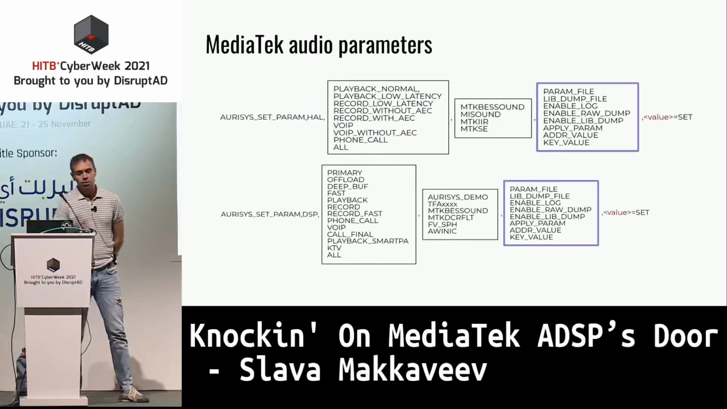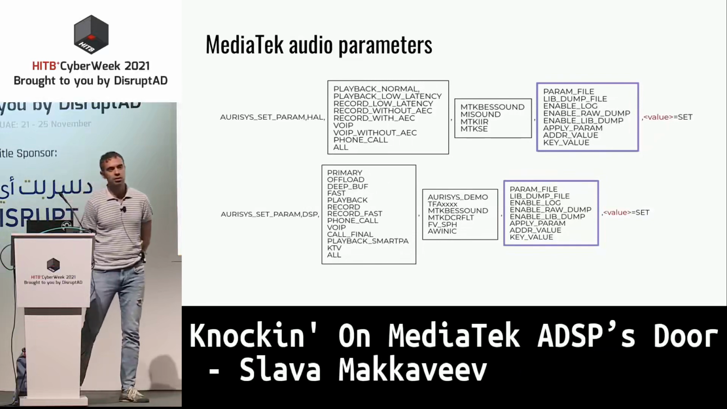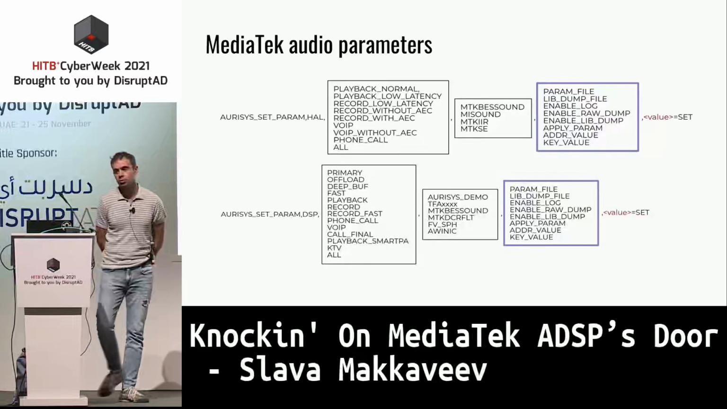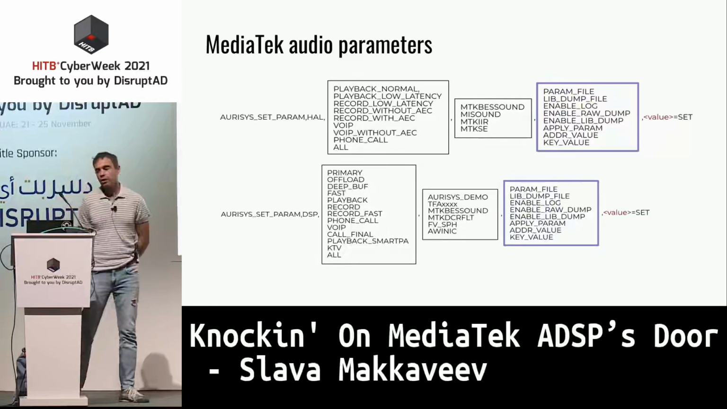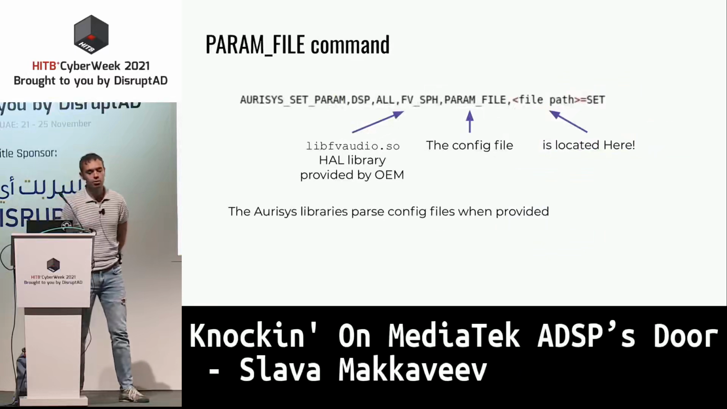And on this slide, I've combined all the accepted parameters. The most interesting part is the command name, and on my test device I found 9 possible commands, and all these commands are interesting for us in terms of information leak, but I want to pay attention to only one parameter, the param file command. The param file command allows an unprivileged Android application to indicate where the configuration file for a particular audio library is located.